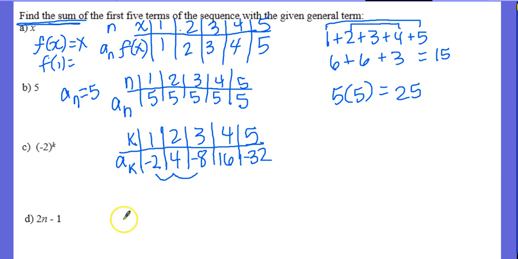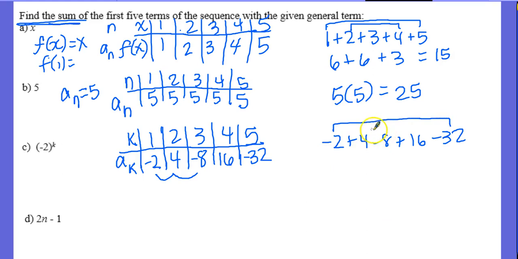Okay, geometric sequence here. All right, so we have to add it up. So -2 plus 4 minus 8 plus 16 minus 32. Alternating signs. Again, probably easier to add them in pieces. So that would be -34 plus 20 minus 8, -22.